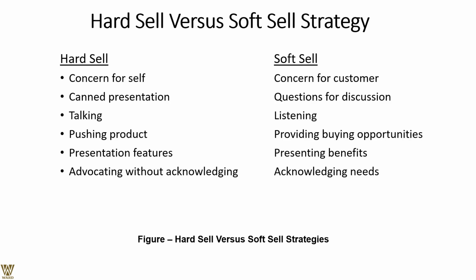So, what is a hard sell and what is a soft sell? Let us understand and dissect it. Hard sell is concern for self: me, myself, and my world. It is presentation, probably just talking, pushing the product. It's a one-way communication. Presenting features, advocating without knowledge. Look, in today's presentation, what I am actually doing is hard selling it to you.